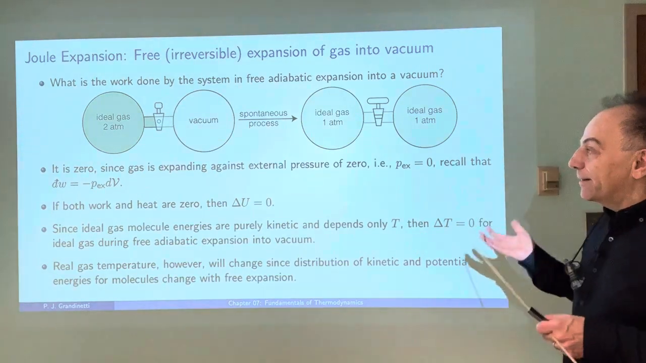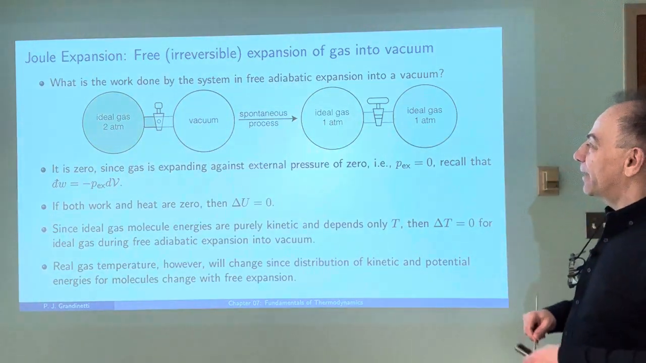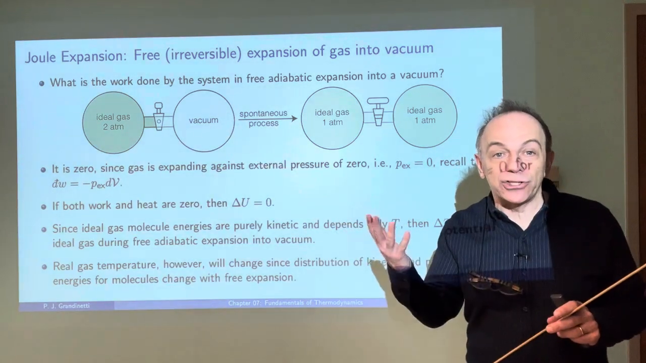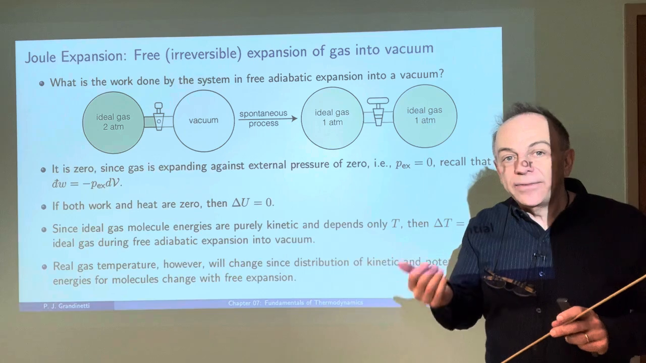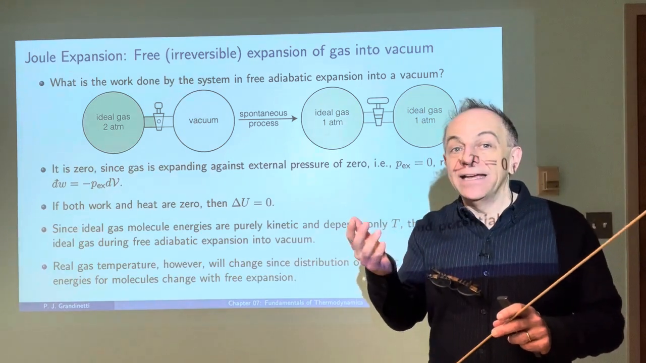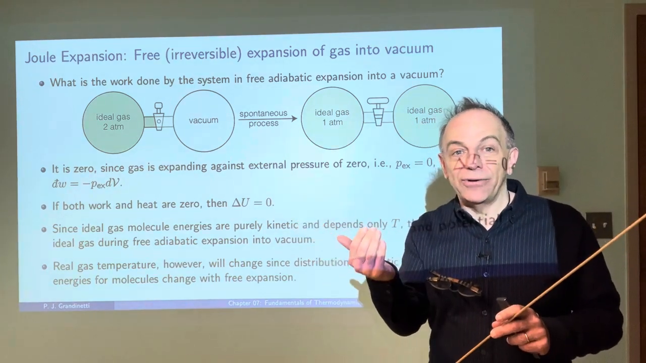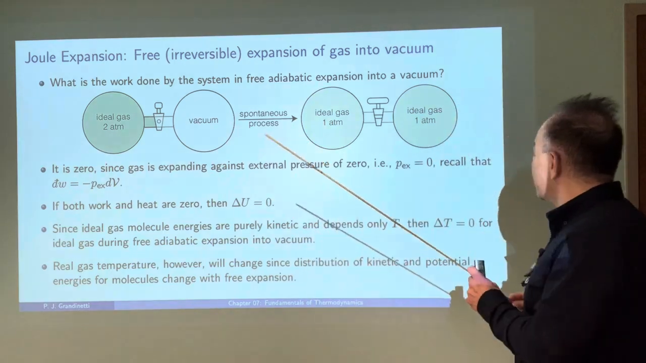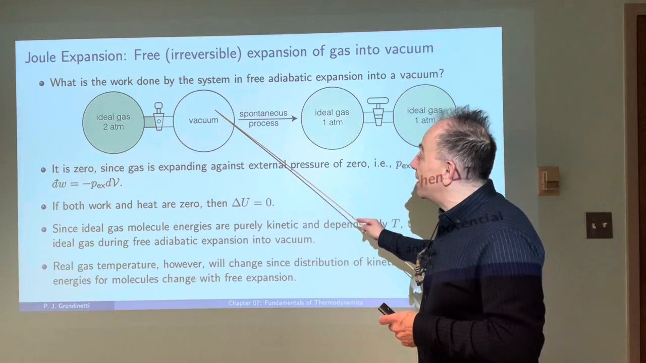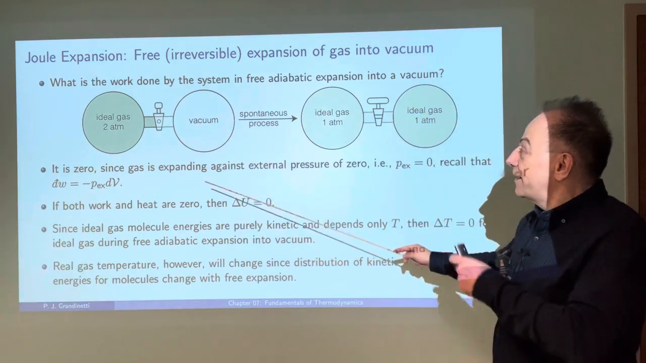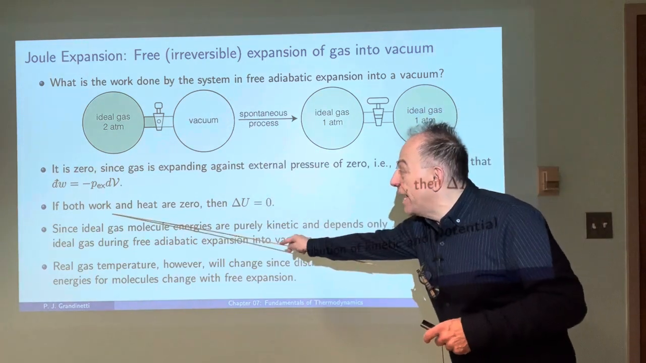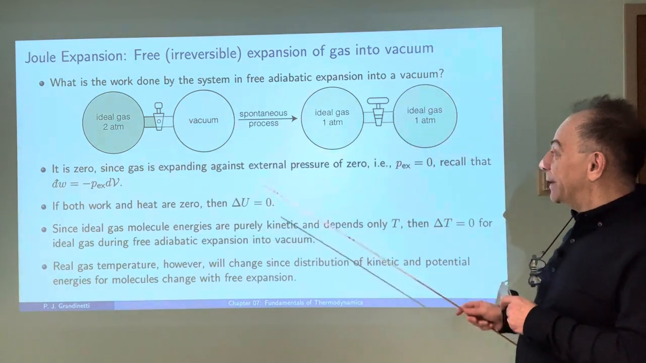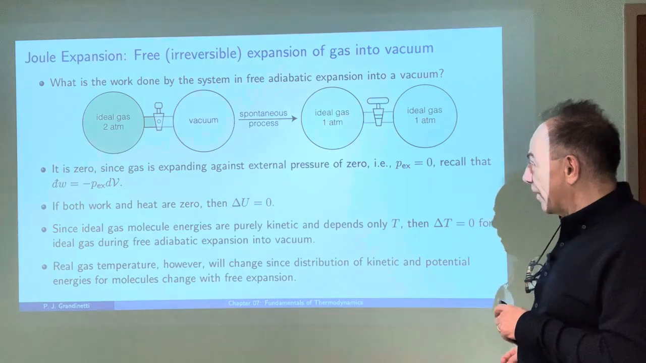Well, it turns out that the work here is actually 0 because the gas is expanding against an external pressure of 0. If you remember, the work that it does is P dV, but if the external pressure is 0, then it's 0 times dV. So you're going to end up with no work in the process. That means if it does no work, and it's adiabatic walls, then both the heat and the work are 0, then delta U for this process has to be 0 also, okay?